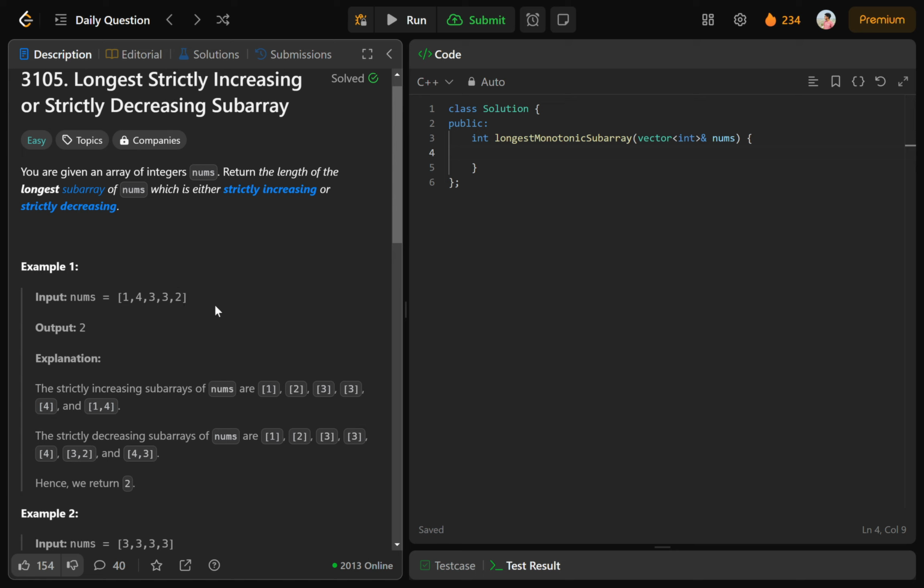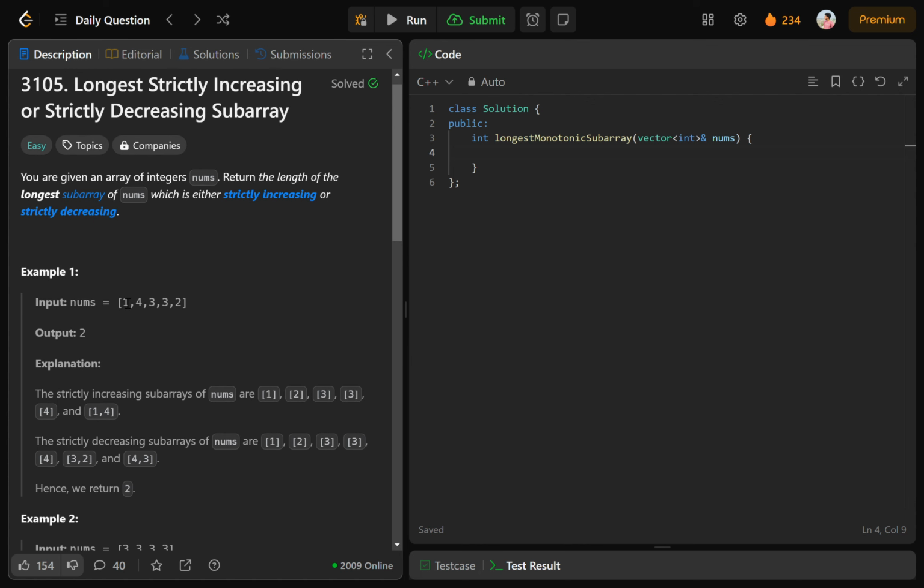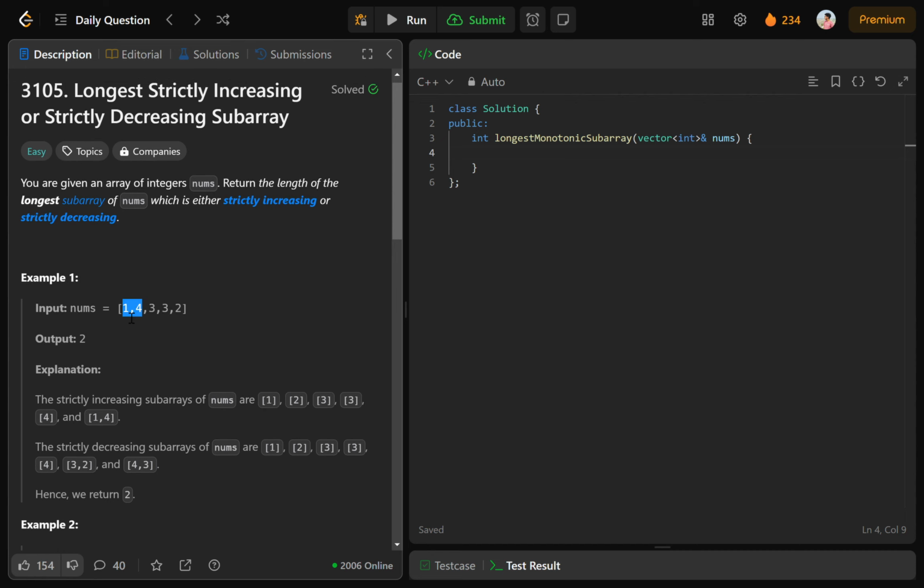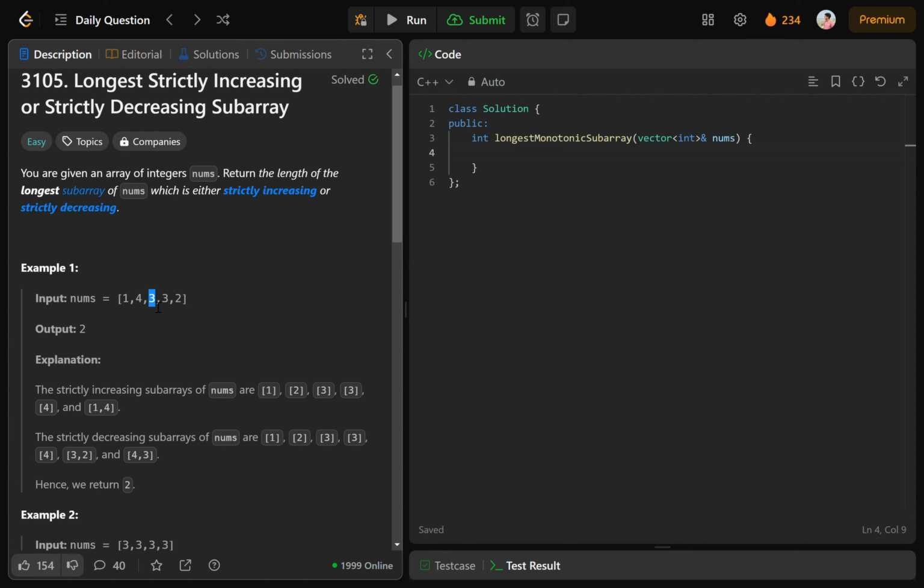And in the else case, if both elements are equal, we will set both the counters to 1. For example, if we are at 4 3, we will increment the counter for decreasing because it is following the property of a decreasing subarray, but this 3 alone is also an increasing subarray. So we will set the counter value of increasing to 1, not to 0.